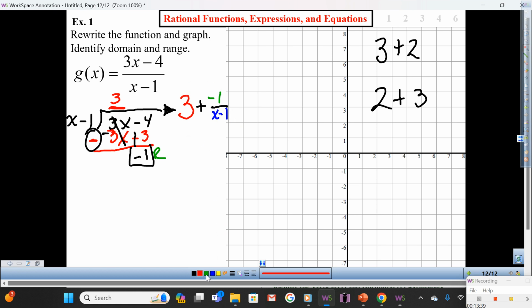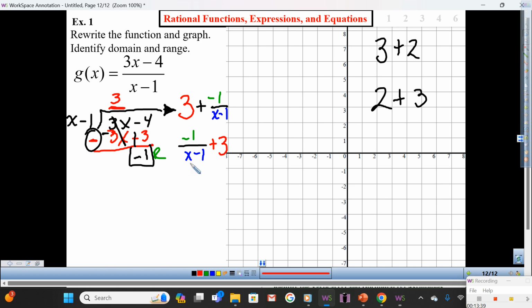So I'm going to do -1 over x minus 1. And then I bring down the 3 at the end, and it's a positive 3, right? Positive 3. Hold on before you copy.